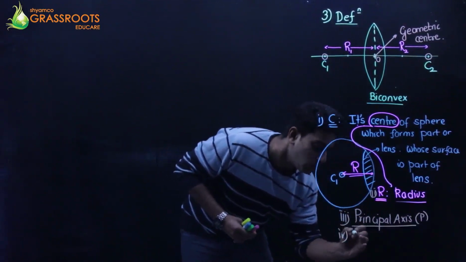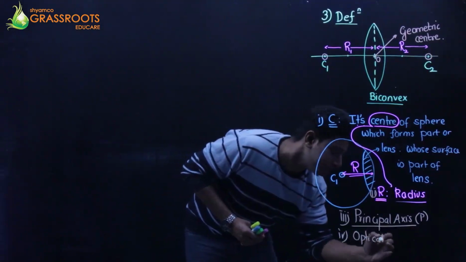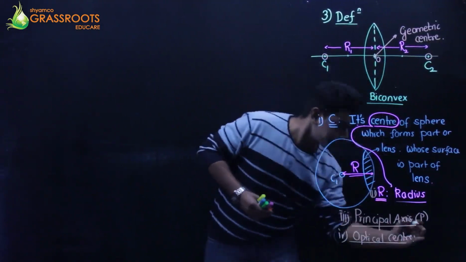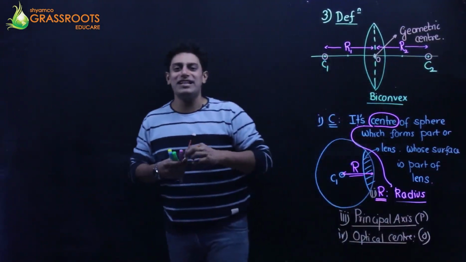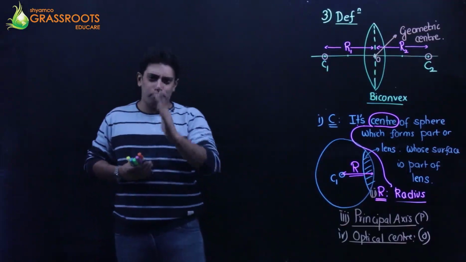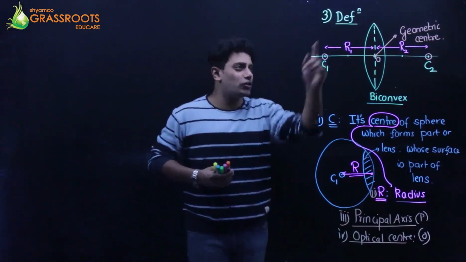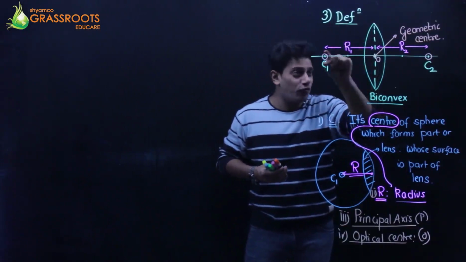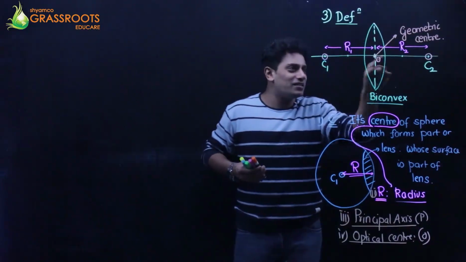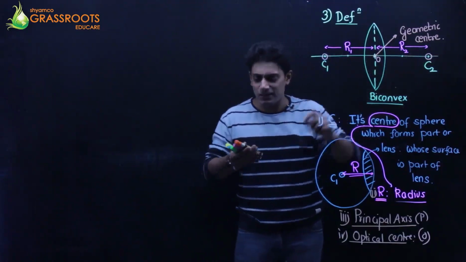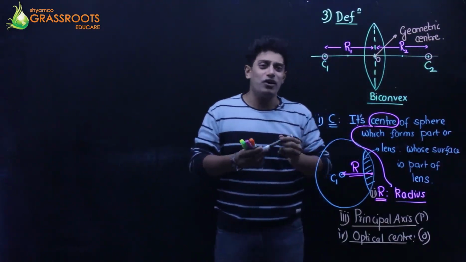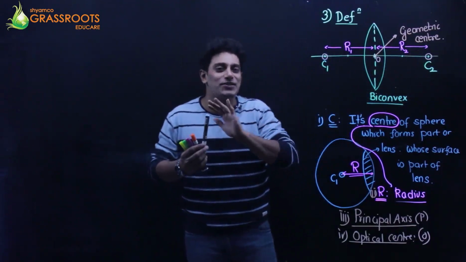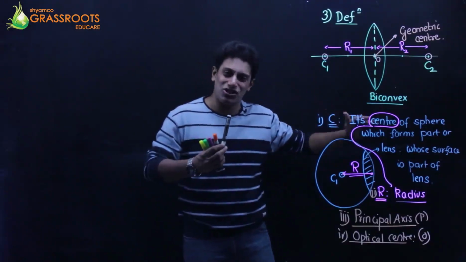Fourth definition is about the optical center. All right. Optical center is this point, O. Optical center is exactly the midpoint, the geometric center of the lens. Yes, the midpoint or the geometric center of हमारा lens through which the principal axis passes. And when a ray of light falls on it, it goes without deviation. It does not bend. It just passes straight.